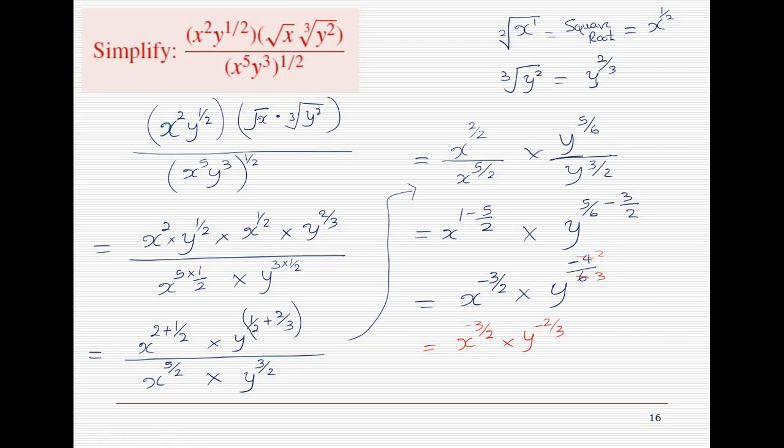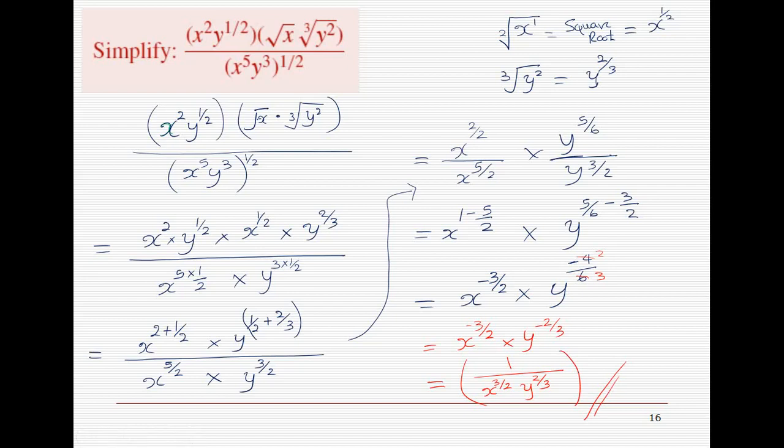Now we can finalize this answer by getting the inverse, because if you think a negative index is not appropriate, we can take the reciprocal of both. So x to the power positive 3 divided by 2, y to the power positive 2 divided by 3. We took the inverse of both, 1 over, so the indexes become positive. So this is the finalized answer.